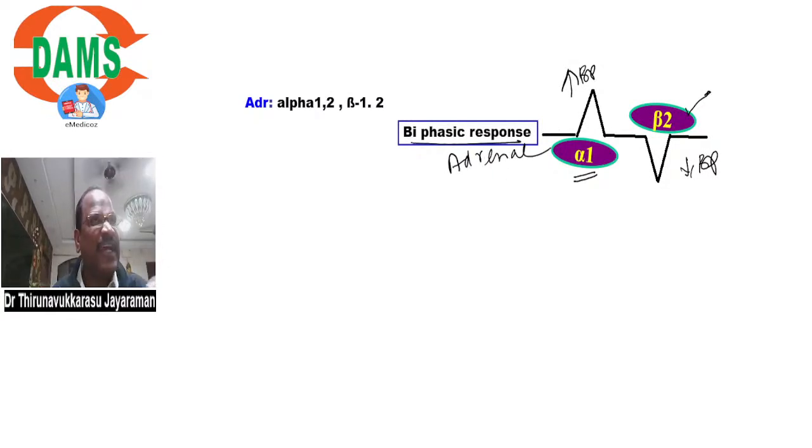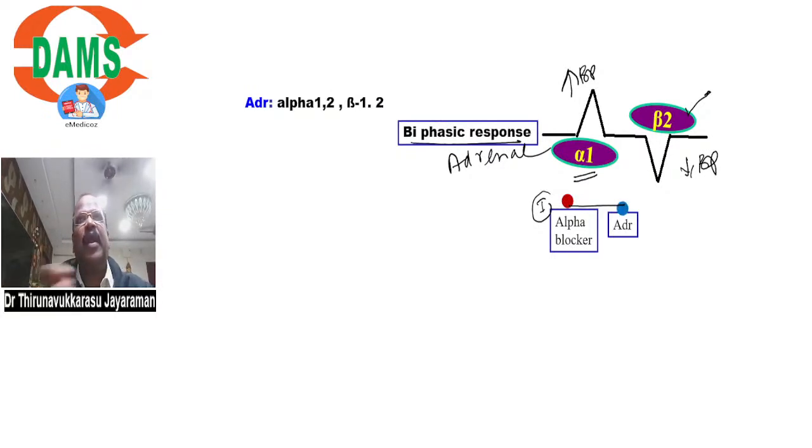Now I want to experiment. For example, my experiment number 1. If I give first an alpha blocker, I block all the alpha receptors, and then I give adrenaline. Now I have blocked all the alpha. After blocking alpha, if I give adrenaline, the adrenaline straightaway acts only on beta 2. By acting on beta 2, it causes only fall in BP.